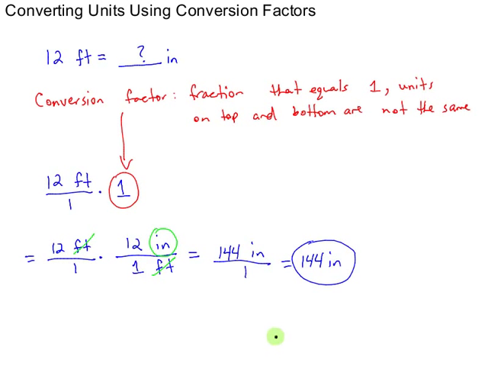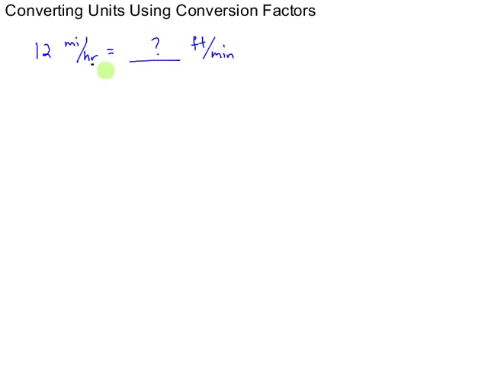Alright, so this was a simple example. Let's try something harder. Okay, so I'm converting miles per hour to feet per minute. So this one's a bit different. 12 miles per hour can be written as 12 miles divided by 1 hour, right? Divided by means per, so 12 miles per 1 hour. So instead of just 1, I have a unit on the bottom now because I've got per hour. And I'm going to multiply that by a conversion factor.